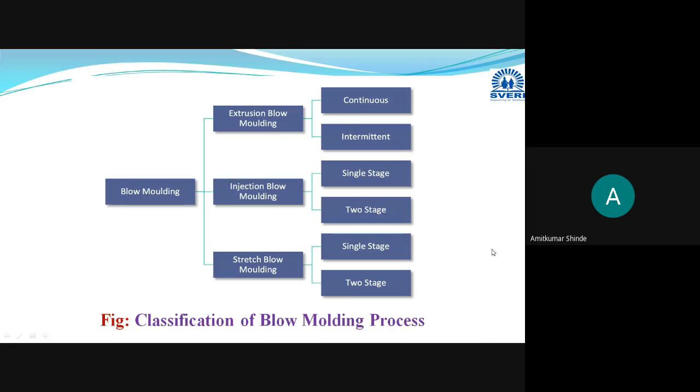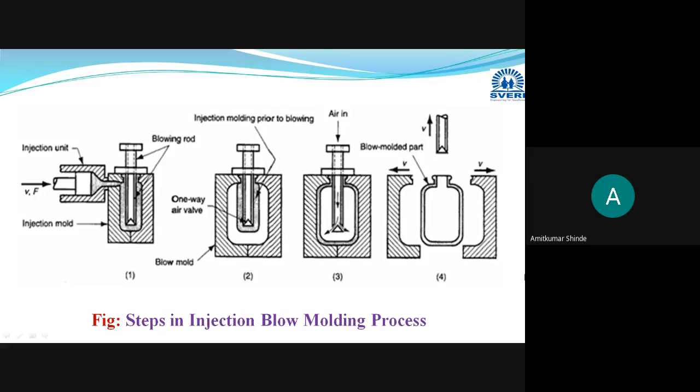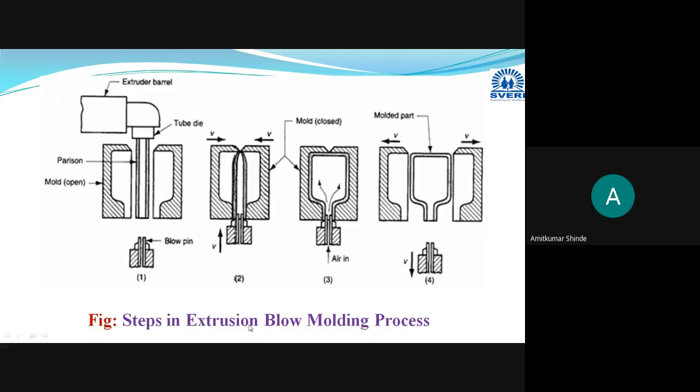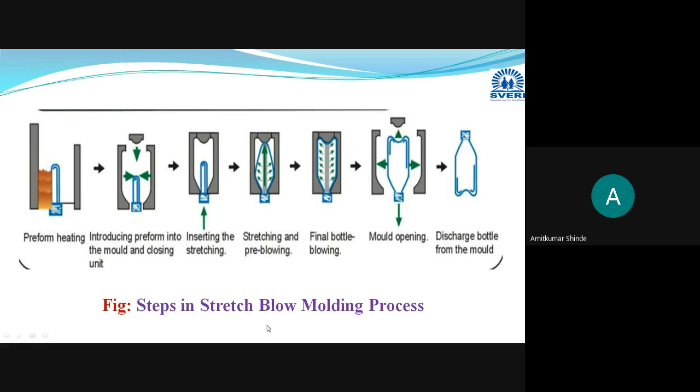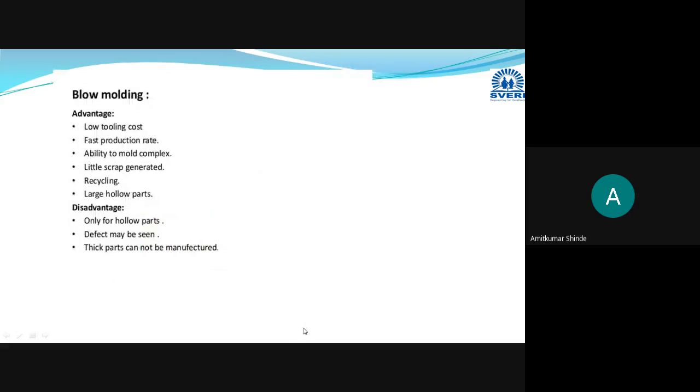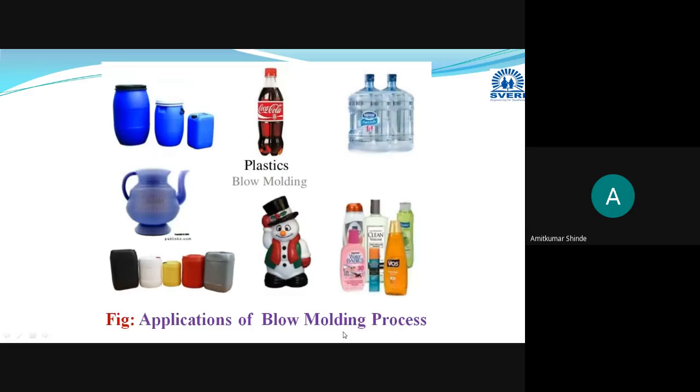For example, extrusion blow molding, injection blow molding, and stretch blow molding, and each process is further classified depending on the machines used for making the parison and doing the blowing operation, at single stage, two stage, or continuous and intermittent process. After that, we have seen the stages involved in manufacturing of a component by using the injection blow molding process, extrusion blow molding process, and stretch blow molding process. And we have seen the advantages, disadvantages of this process, and these are the applications.